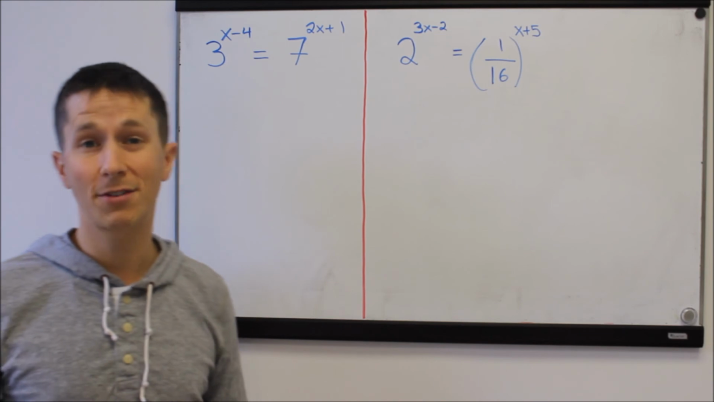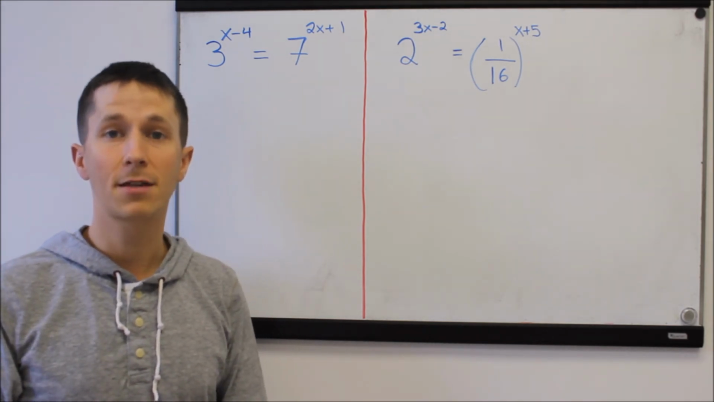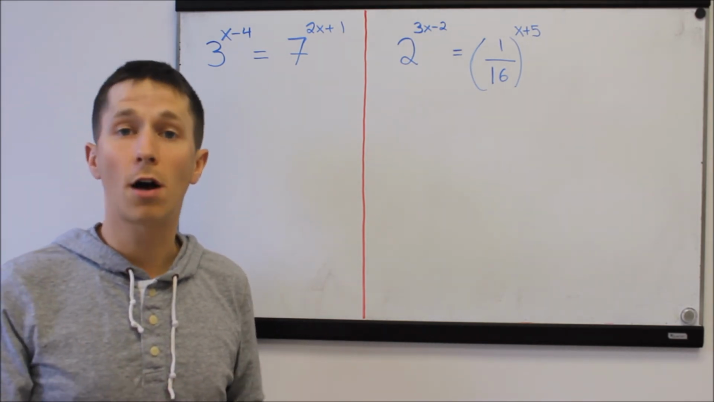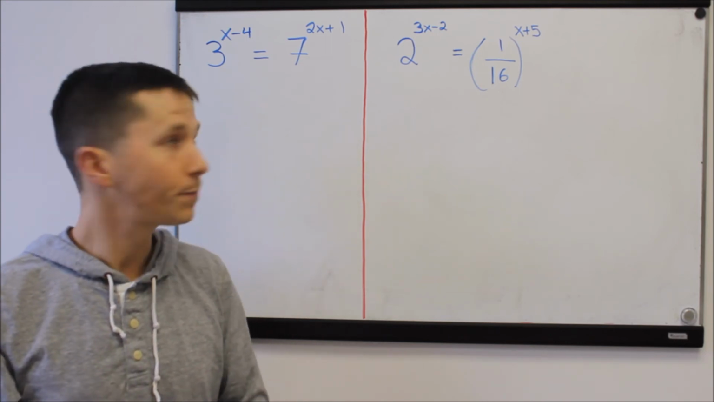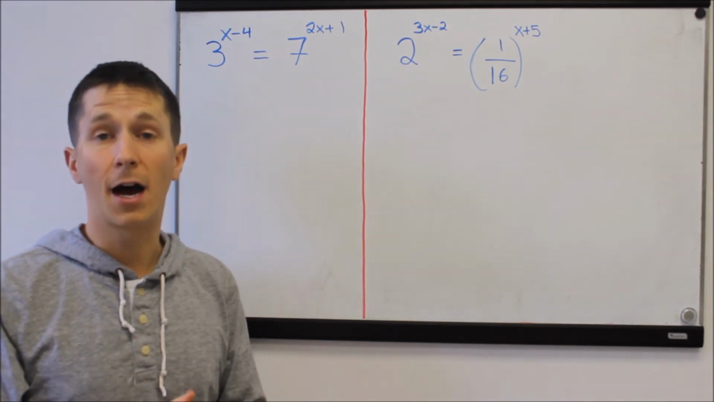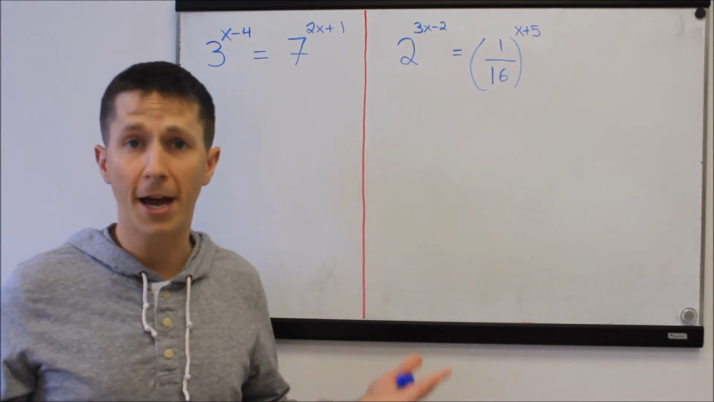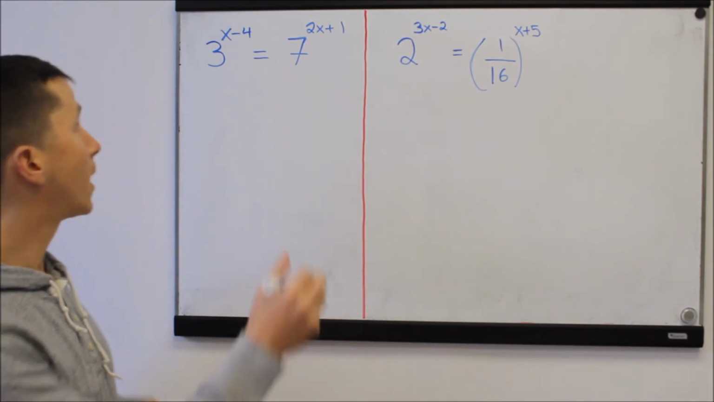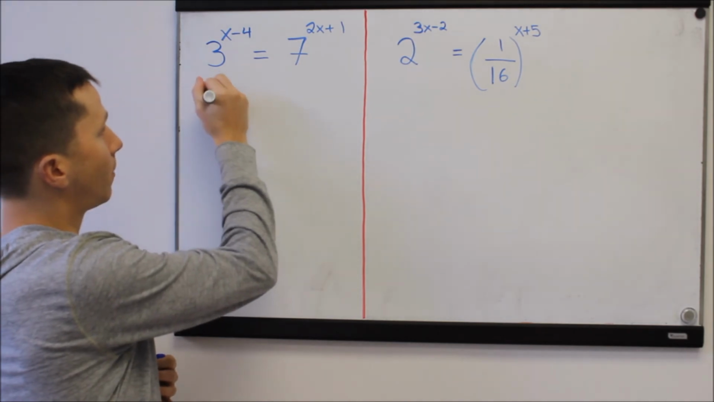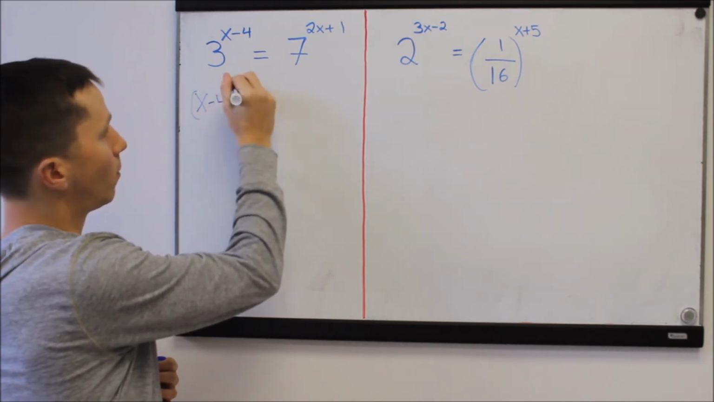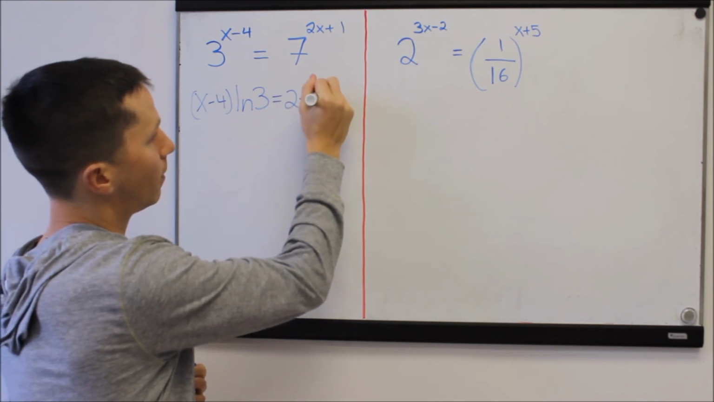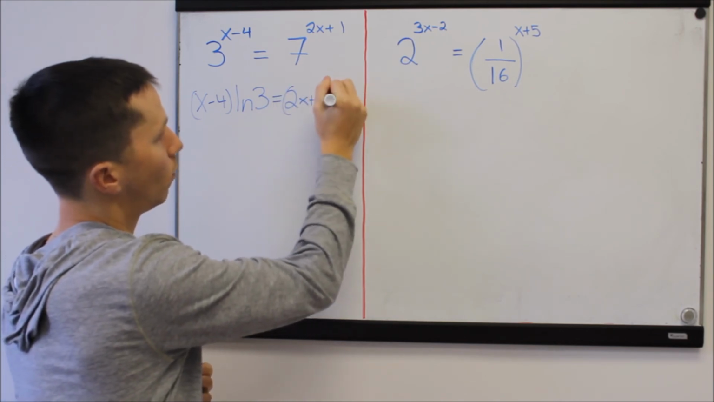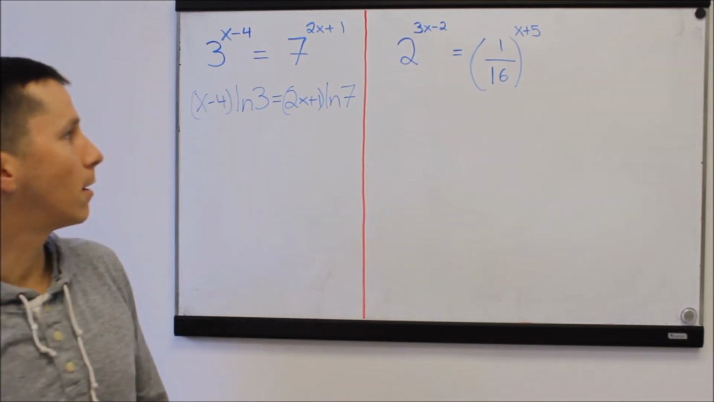Let's look at 3 and 7. Those don't share any common base, so whenever we have that, we need to log both sides so that we can bring the exponents down and solve for them. Solve for that x. I'm going to use ln, but you can use log of any base as long as you do the same to both sides. So in one step, I'm going to bring x minus 4 down when I log 3, and bring 2x plus 1 down when I log the right side, ln of 7.